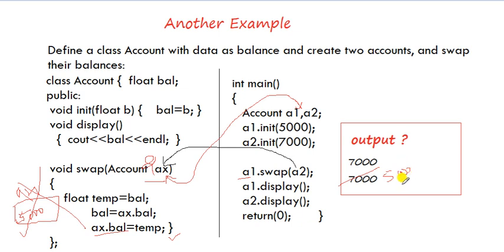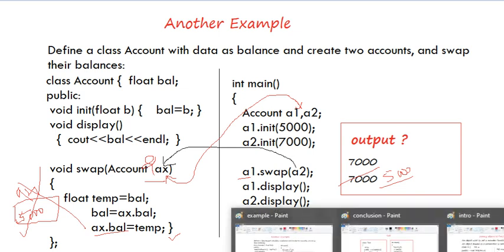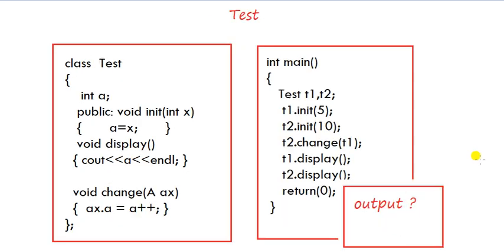This is how you have to take care. Why I am stressing here: you need to take care when you pass objects. If you intend to reflect them back, pass by reference. If you don't want that, and just want to use their value, then pass by value. Let me give you one test: just go through it and find the output of this program.